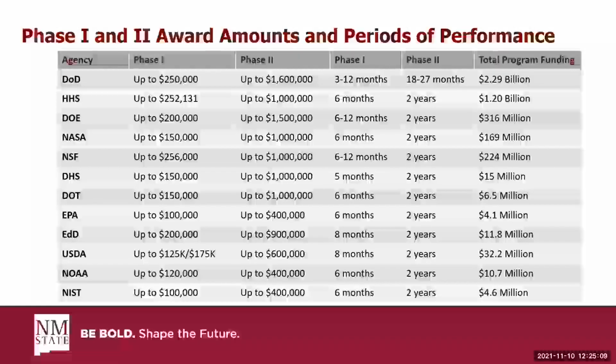Again, it depends on the agency and the mechanism. You can also see that the periods of performance vary depending on the agency. And then that last column, we just added, shows the total program funding, so you can get a sense of how big those agencies are. So DoD, clearly the biggest, with 2.29 billion that they inject into these funds every year.